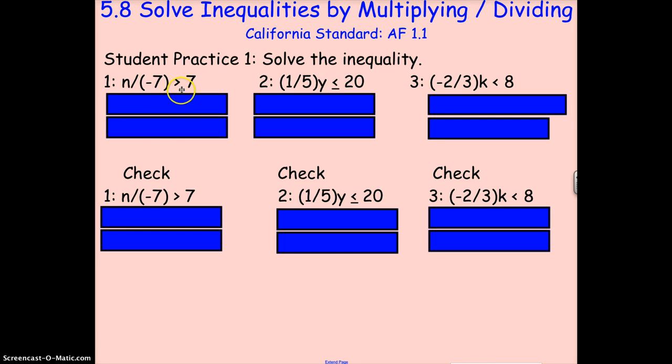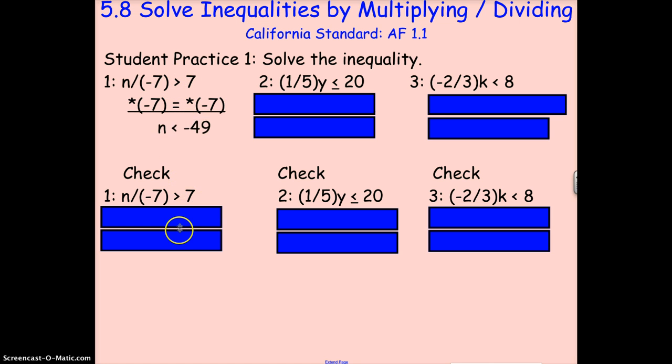Okay, let's take a look at how you did. The first one should have been nice and easy. Multiply both sides by negative 7, which of course means we need to change the inequality. And I have n is less than negative 49.